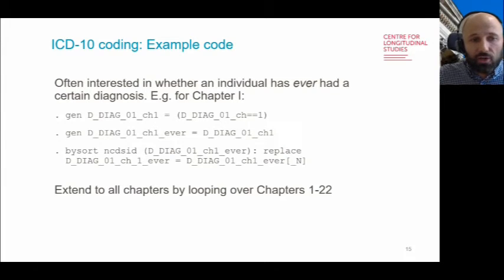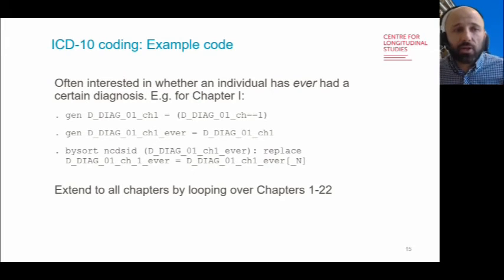Then generating a new ever variable, and just by ordering across this new variable within each cohort member, replacing this new variable with the final value of that, which will be a 1 if a diagnosis code from that chapter has ever been observed, we will get an ever variable for that diagnosis. So as I say, you don't need to follow that, but maybe it's helpful to see how it would be done in practice. And again, you can do this looking over all chapters by looping over the chapters.